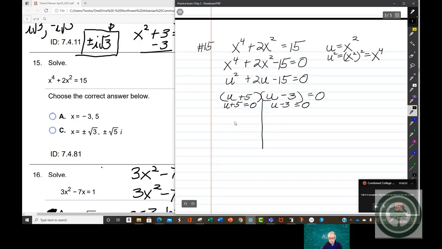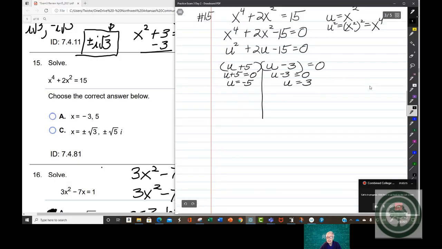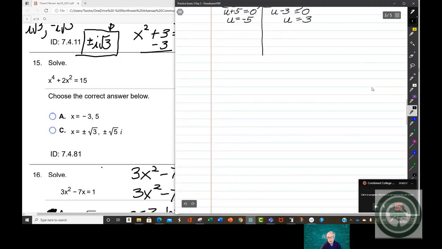So u plus 5 equals 0 and u minus 3 equals 0. So u equals negative 5, and u equals positive 3. Okay. All right, now we have to resubstitute. We have u equals negative 5 and u equals positive 3.